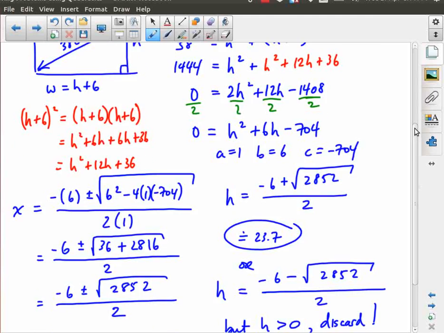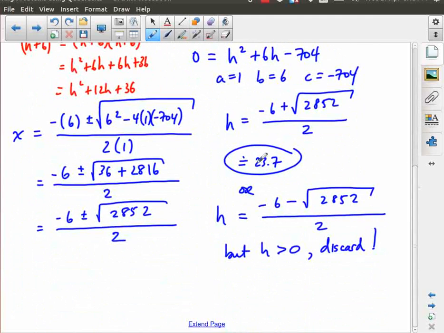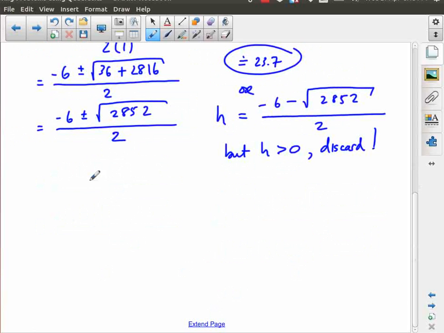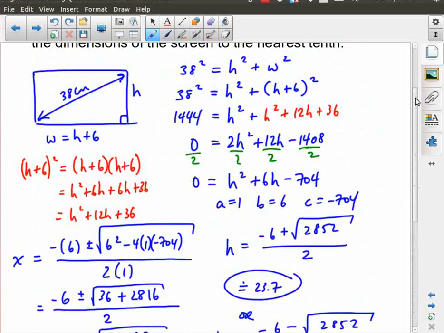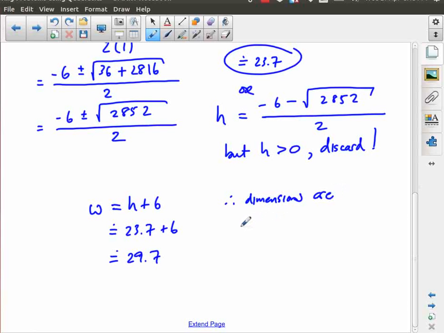And what does the question actually want? Find the dimensions of the screen to the nearest tenth. So now that I know h, what is w? What was our original expression for w? W is h plus 6. W is equal to h plus 6, which is approximately 23.7 plus 6, which is approximately 29.7. Therefore, the dimensions are 23.7 centimeters by 29.7 centimeters.